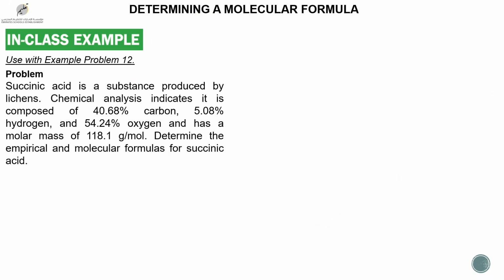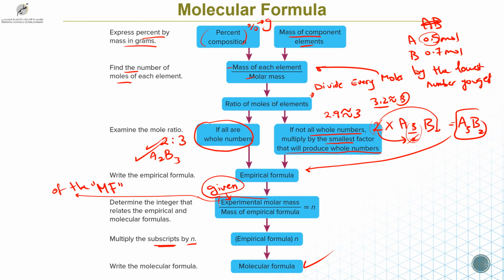Let's see an example. Succinic acid is a substance produced by lichens. Chemical analysis indicates that it's composed of 40.68% carbon, 5.08% hydrogen, and 54.24% oxygen, and has a molar mass of 118.1. This is the experimental molar mass given to you in the question.